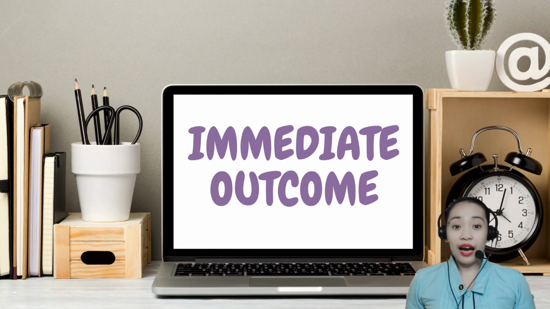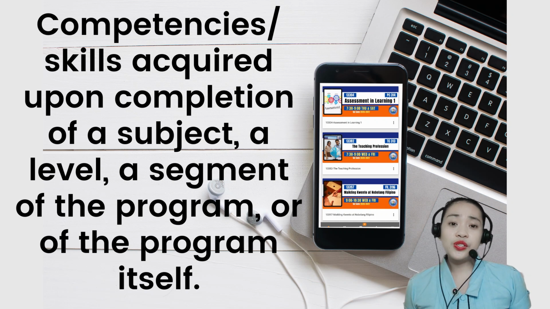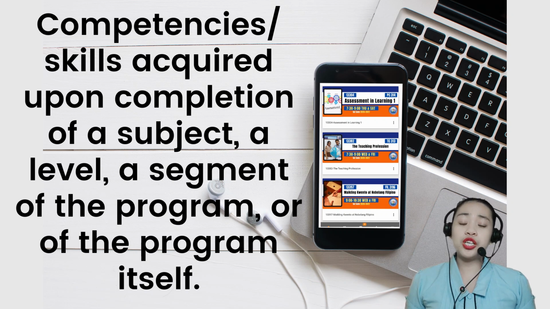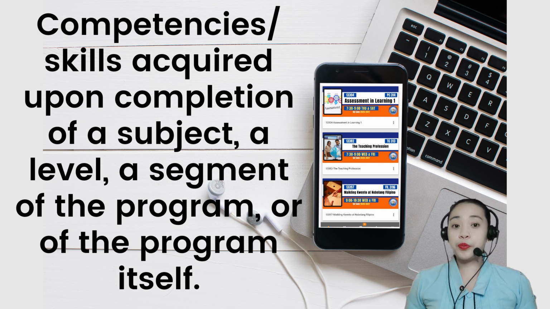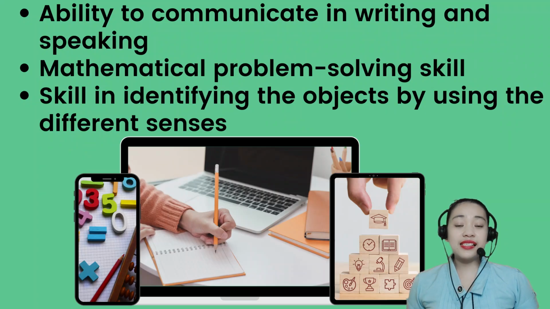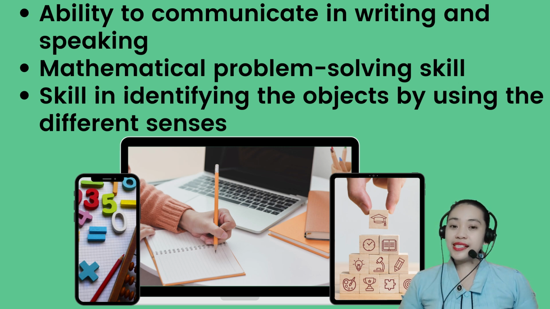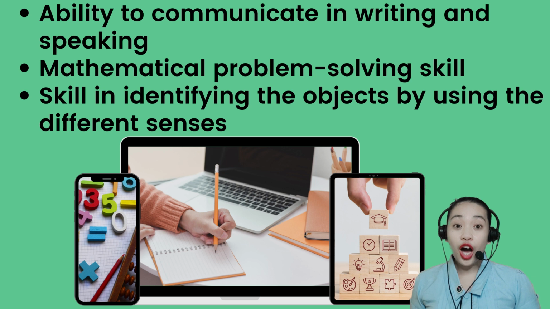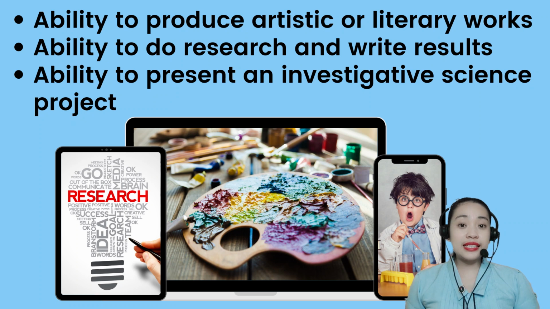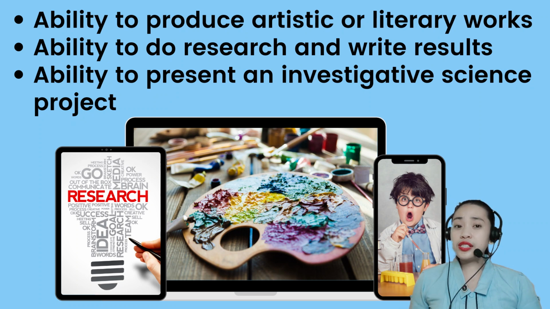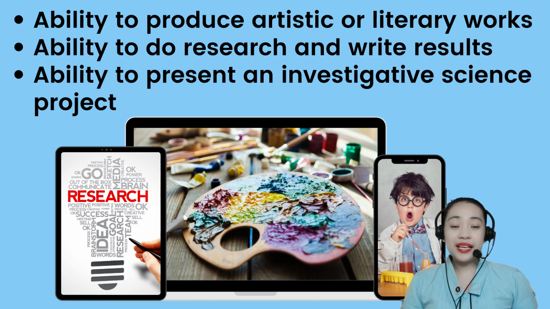When we say immediate outcome, those are competencies or skills acquired upon completion of a subject, a grade level, a segment of the program, or of the program itself. Examples: ability to communicate in writing and speaking, mathematical problem-solving skill, skill in identifying the objects by using the different senses, ability to produce artistic or literary works, ability to do research and write results, ability to present an investigative science project. So those are examples of immediate outcomes.